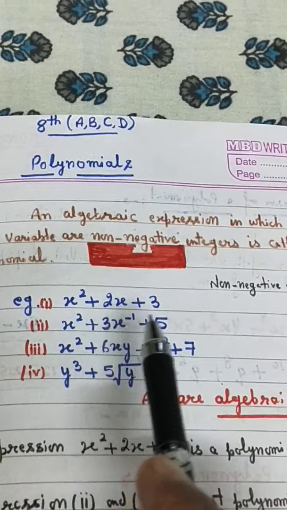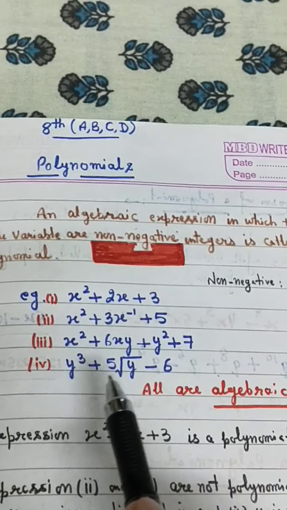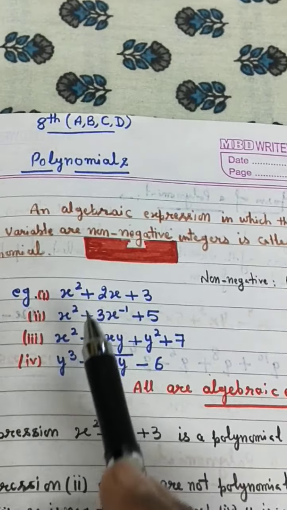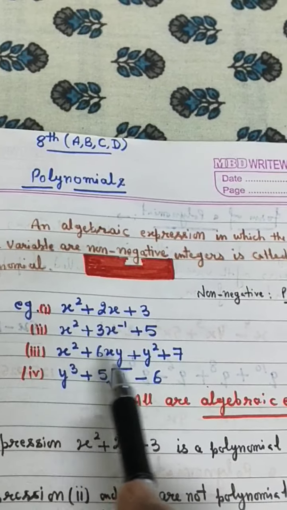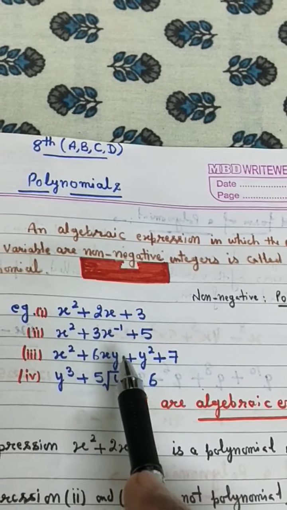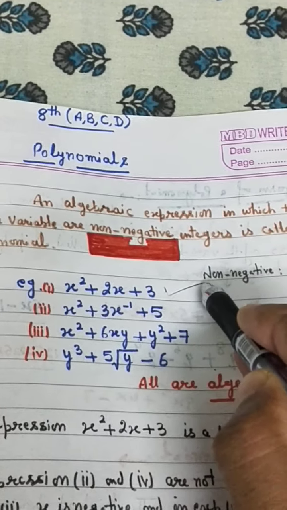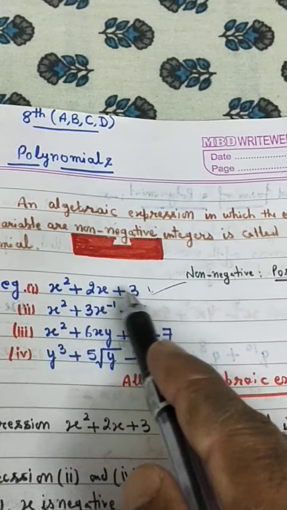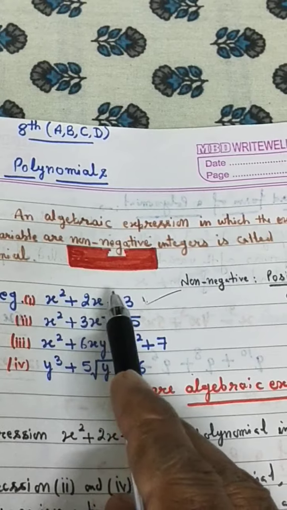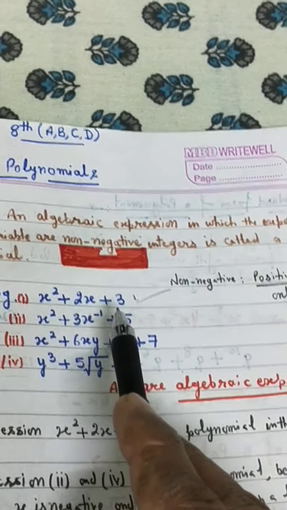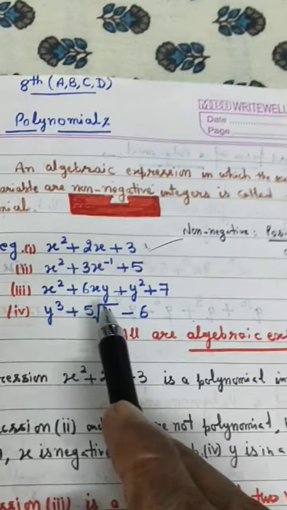So here are some examples of polynomials: x square plus 2x plus 3, and others. All are algebraic expressions, but the first example is a polynomial with variable x. Although the third is also a polynomial with two variables, in our syllabus we have polynomials with one variable. So this first expression is a polynomial with one variable. Yes, here the exponents are positive: 2, 1 and 0.